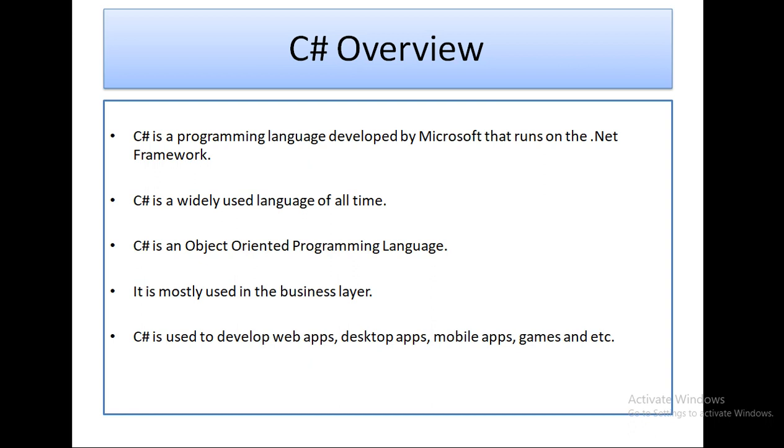So the first point is that C sharp is a programming language developed by Microsoft that runs on the .NET Framework. This point is pretty straightforward, as I have told you earlier: Visual Basic, C sharp and F sharp are all developed by Microsoft, and these languages can easily run on .NET Framework. Even using these languages you can develop an application in .NET Framework, right?